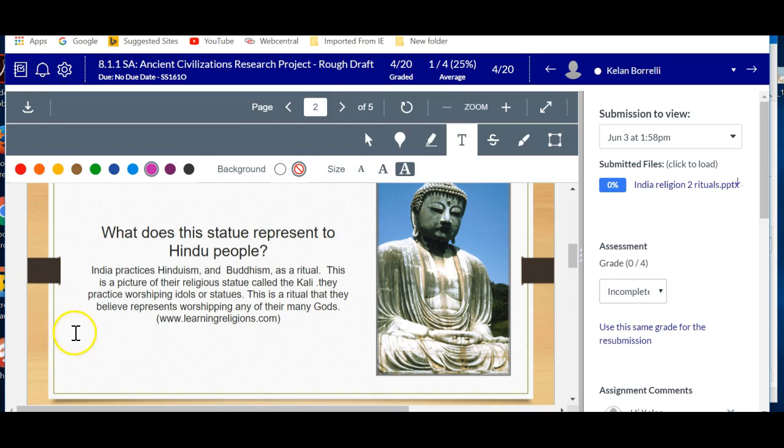All right, going on to the next slide, you wrote, what does this statue represent to Hindu people? Reading it out loud, it says India practices Hinduism and Buddhism as a ritual. What we want to change here is to take out Buddhism, because you are only talking about Hinduism. And in India, people practice Hinduism, but not as a ritual. They practice it as a religion. So you might say something like, in the country of India, I'm going to write it down here.